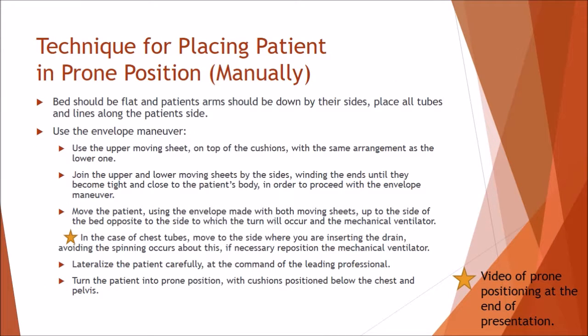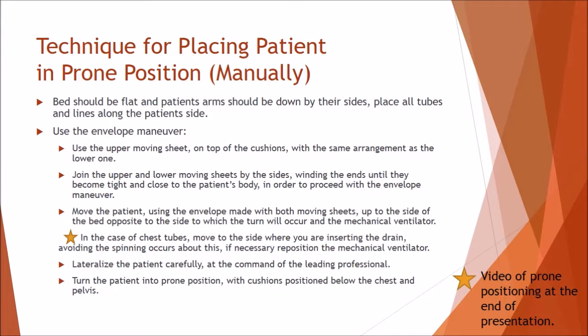The technique for placing the patient in prone position manually is: the bed needs to be flat and the patient's arms need to be down by their sides, and we need to place any and all tubes and lines that are connected to the patient along the patient's side. To move the patient, we would use the envelope maneuver. We'll use the one moving sheet on top of the cushions that are placed for the patient, with the same arrangement as the lower sheet.